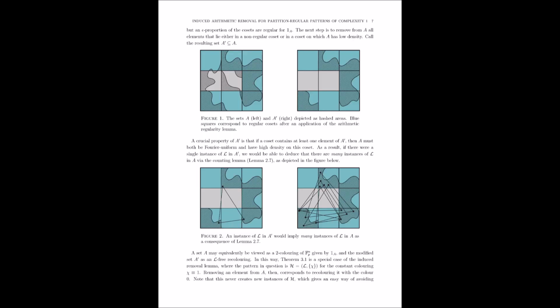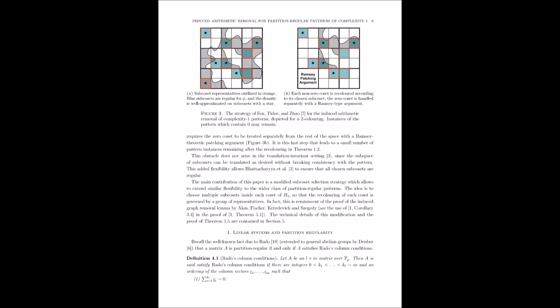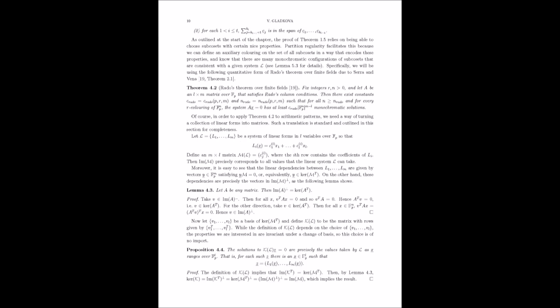It's like we're using this auxiliary coloring as a filter to highlight the subcosets that meet our needs. That's a great way to think about it. And because our matrix is partition-regular, Rado's theorem guarantees that we're going to find many monochromatic solutions to this auxiliary coloring. Oh, I see. And each solution represents a set of subcosets that meet our criteria. Exactly. It's like casting a net and pulling in a whole bunch of perfectly suitable subcosets.